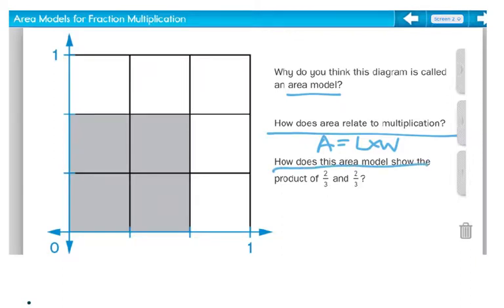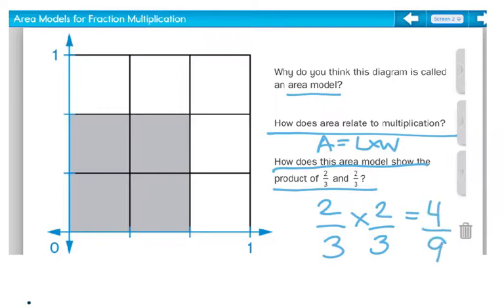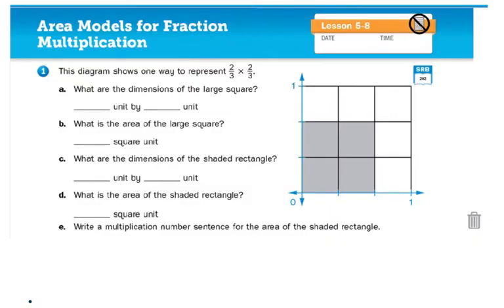How does this area model show the product of 2/3 of 2/3? Well, the shaded part is a rectangle that is 2/3 unit long and 2/3 unit wide. The formula for the area of a rectangle is length times width. So all I have to do is take 2/3 times 2/3, and guess what? I get 4/9. Let's go ahead and try that in your math journal.